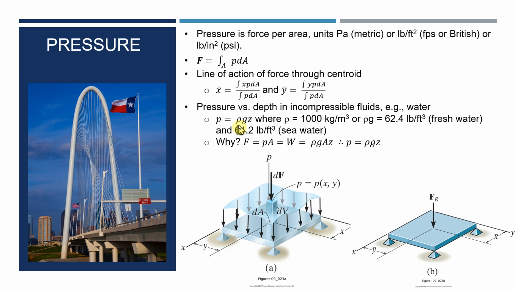So pressure is a function of the density of the fluid times the acceleration due to gravity times the depth beneath the surface of the fluid. For water, density is 1,000 kilograms per meter cubed. In the British system, density times the acceleration due to gravity is 62.4 pounds per foot cubed, and that's for fresh water. For salt water, seawater, it's 64.2 pounds per foot cubed.